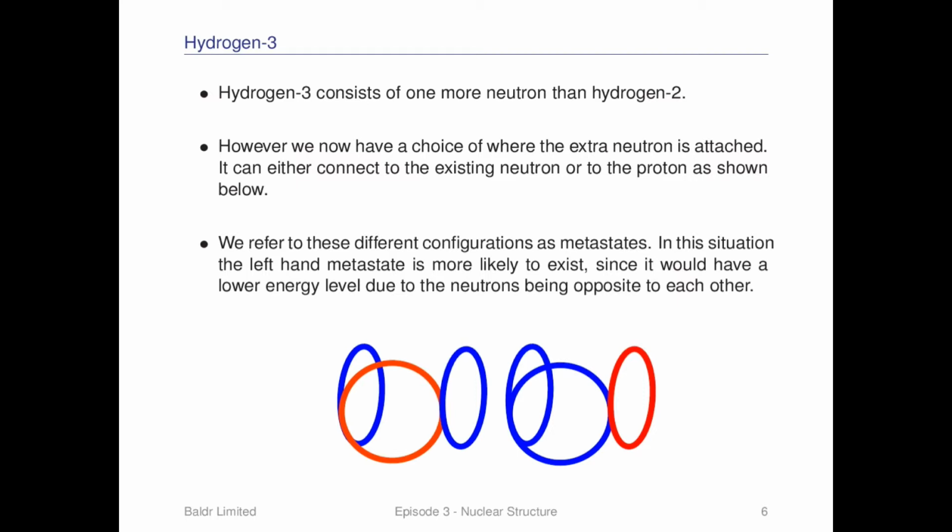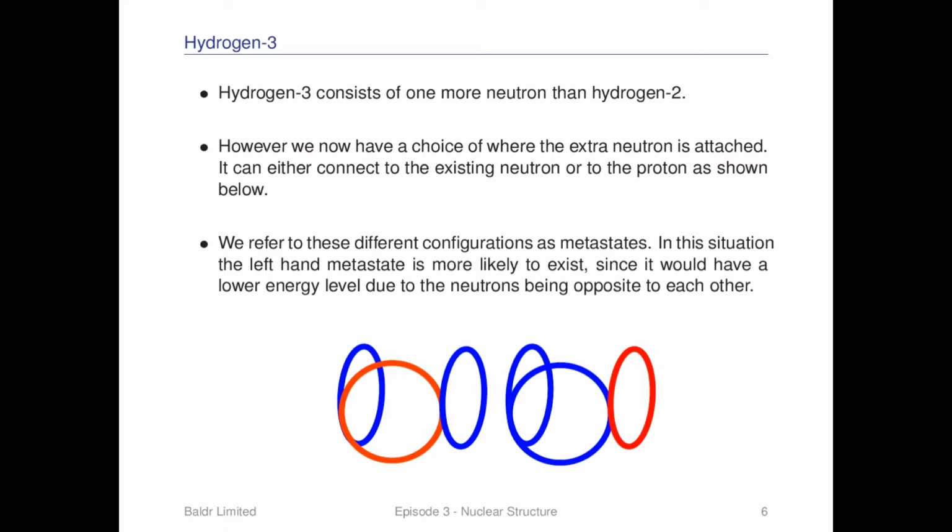Just as in the previous slide, we're using a red ring to represent the proton and blue rings to represent the neutron, and it's this colour scheme that we'll be using throughout all of these videos. So we've got these two different possibilities for hydrogen 3. Either we can have two neutrons connected to a proton, as shown on the left, or we can have a neutron-neutron-proton arrangement, as shown on the right.